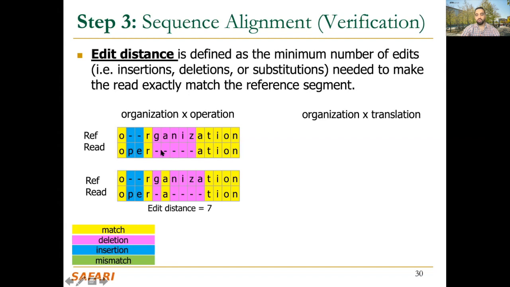The yellow means they are exactly the same. Purple is either insertion or deletion, depending on what sequence you are looking for. If you are looking for organization, then it means you insert them. If you're looking in this, then you delete them or you don't have them, and vice versa for the blue color over there. Now you have two alternatives. Which one is better, this matching or this matching?